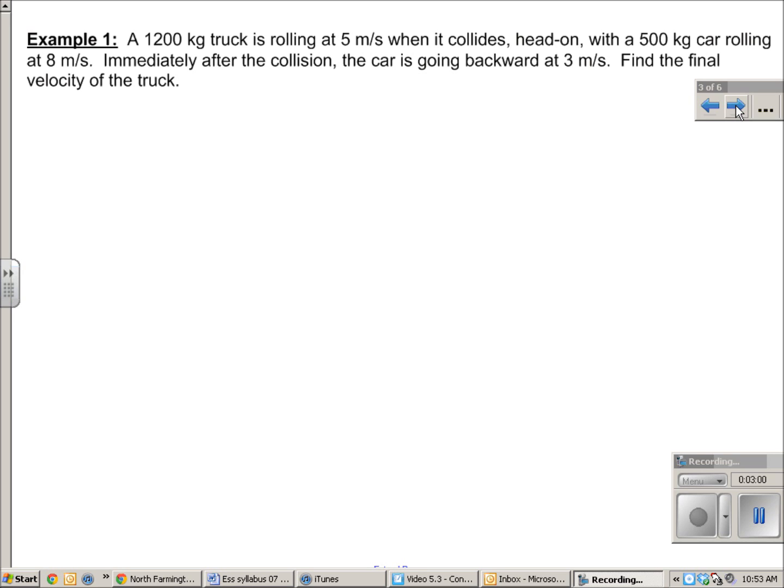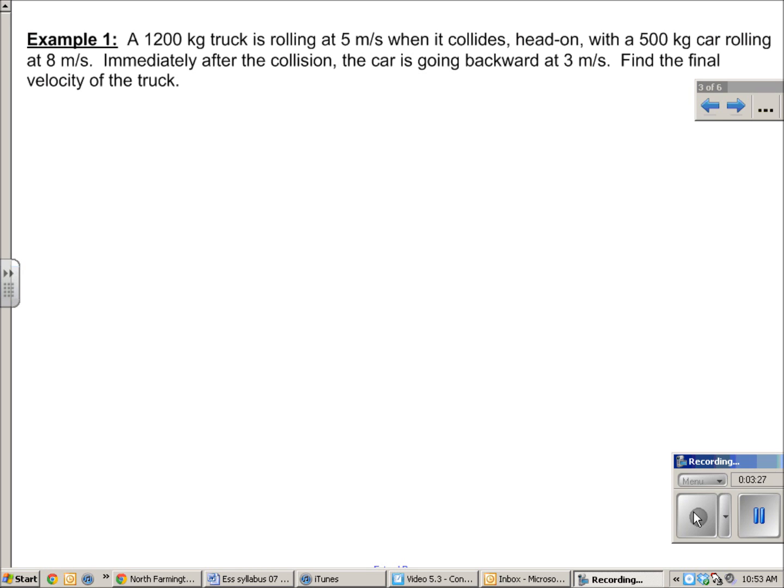We've got a 1,200 kilogram truck that's rolling at 5 meters a second. It's going to collide head-on with a 500 kilogram car going at 8 meters a second. Since it's a head-on collision, that implies that they're moving towards each other. Okay. All right, so the car and the truck are going to collide, and then immediately after the collision, the car is going backwards at 3 meters a second. So the truck has forced it back. And our job is to find the final velocity of the truck.